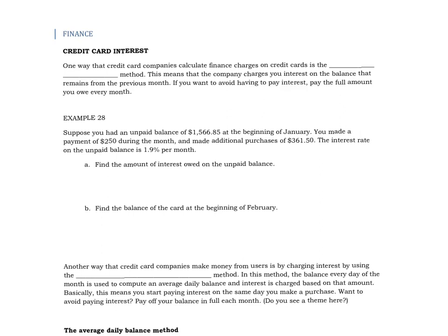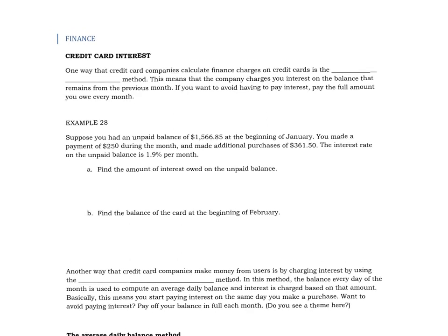Finance, credit card interest. One way that credit card companies calculate finance charges on credit cards is the unpaid balance method. This means that the company charges you interest on the balance that remains from the previous month. If you want to avoid having to pay interest, pay the full amount you owe every month.